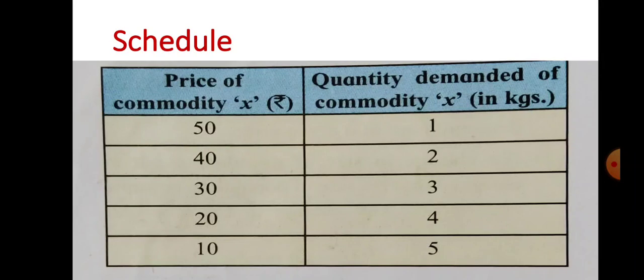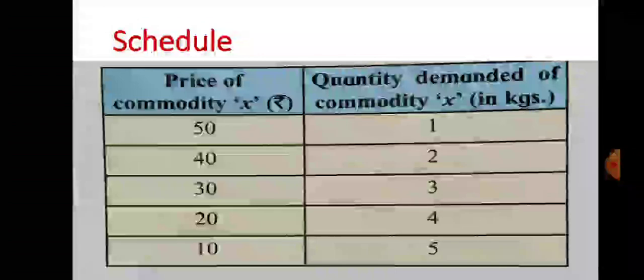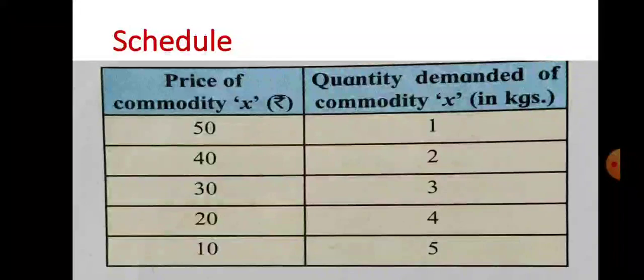Now let us see the law of demand with the help of schedule. This is known as a market demand schedule. All of you know what is market demand schedule. Market demand schedule is a tabular presentation showing inverse relationship between price and quantity demanded by all consumers in the market at different prices within a given period of time. So very important thing related to law of demand is based on market demand schedule. Very important thing about the law of demand.